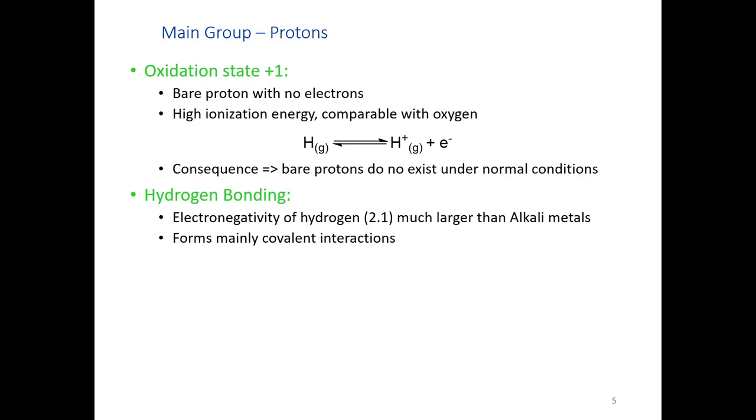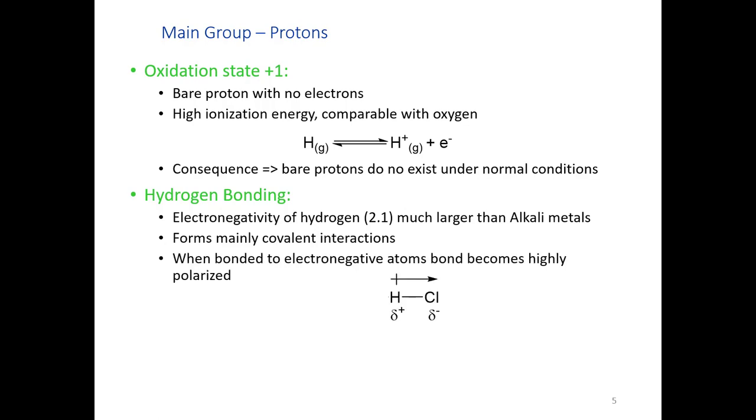Because of hydrogen's relatively high electronegativity, it tends to form covalent interactions as opposed to the ionic interactions that the alkali metals tend to form. I said relatively high electronegativity for hydrogen only in comparison to the rest of group 1. Many main group elements are more electronegative than hydrogen.